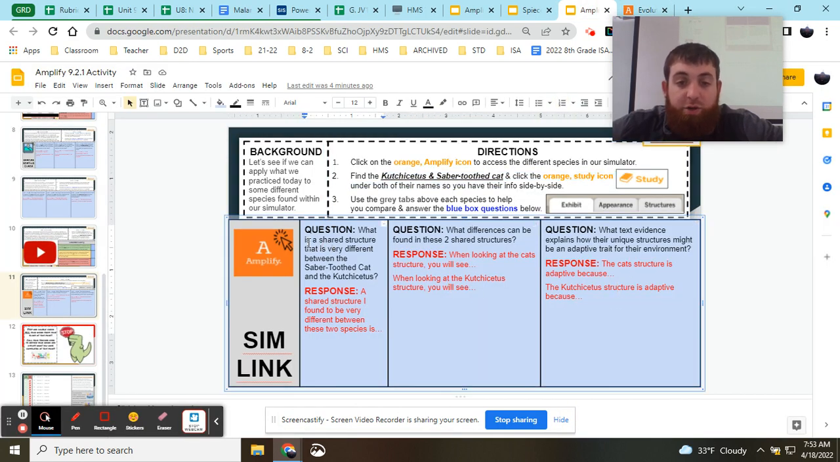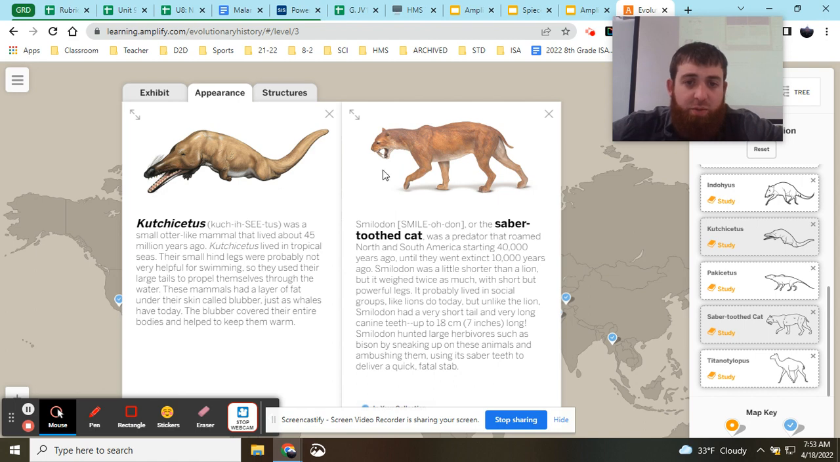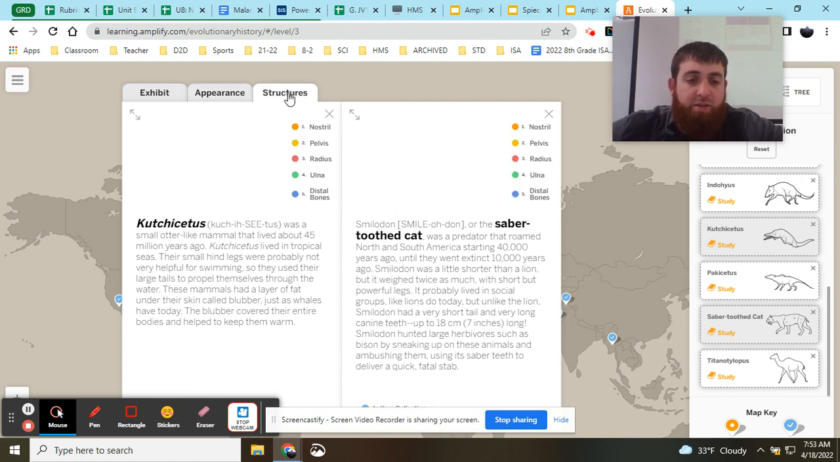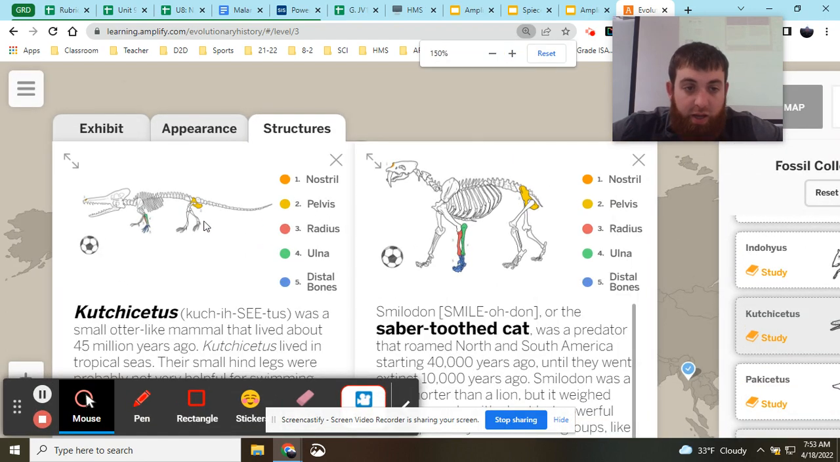You're going to start by looking for a shared structure. You're going to look at what's different between those shared structures and how the text evidence might help us understand why those shared structures are adaptive for their environment. So when I click on my amplify, I'm going to be able to read that information just like we did for our saber tooth or for our wolf, bat, and camel. I'm going to be able to see what they look like in real life. And I'm also going to be able to see those bone structures and possibly zoom in to help me find those comparisons again.